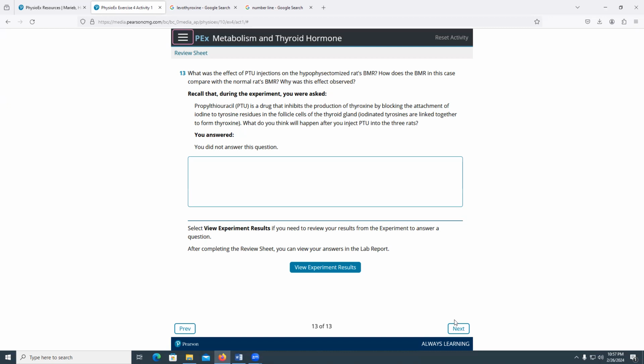So how does the BMR in this case compare with the normal rat? Obviously it's going to bring it down because it's going to inhibit the synthesis of thyroxine. So the effect of PTU injections on the hypophysectomized rat was not visible because the rat is missing the pituitary gland. So the pituitary gland is no longer making my TSH, and there's no TSH. So you can have as much PTU inhibiting the synthesis of thyroxine, but in the end, there will be no thyroxine to inhibit to begin with. There's no synthesis altogether because there is no TSH coming from the pituitary gland. And that should be the end.